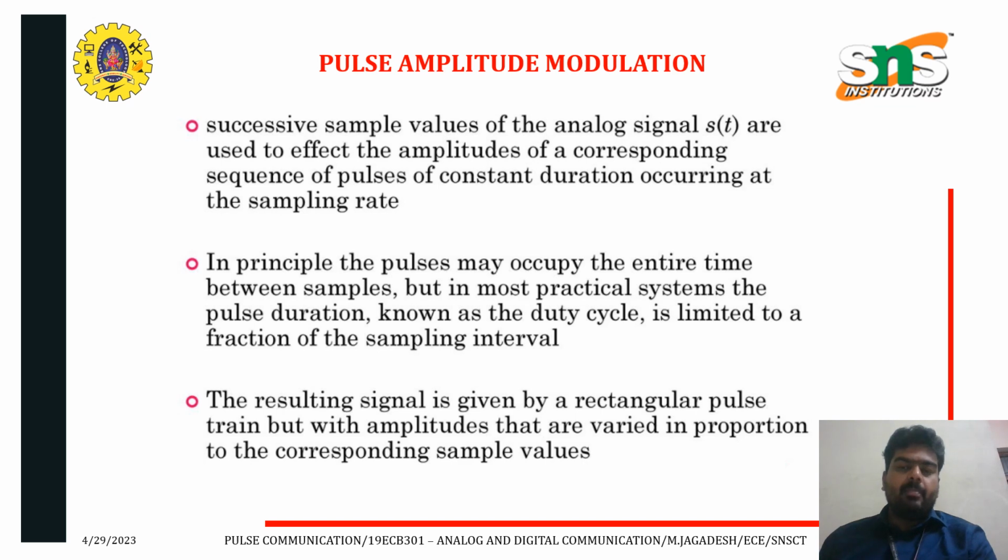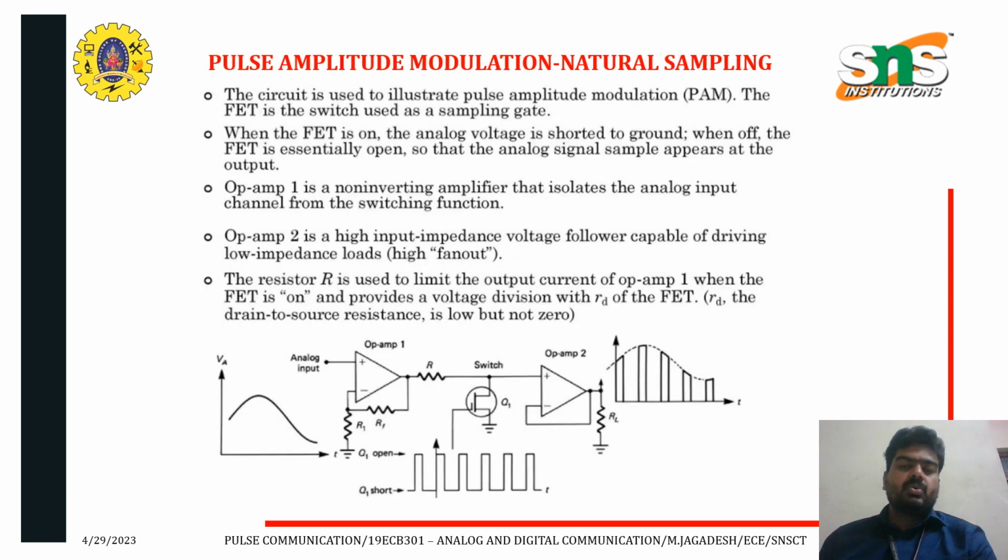And what is pulse amplitude modulation, that is PAM? Successive sample values of the analog signal s(t) are used to affect the amplitudes of a corresponding sequence of pulses of constant duration occurring at the sampling rate. Just see this circuit diagram, where you can easily understand pulse amplitude modulation. In pulse amplitude modulation, we have two types: one is natural sampling, another one is flat top sampling.